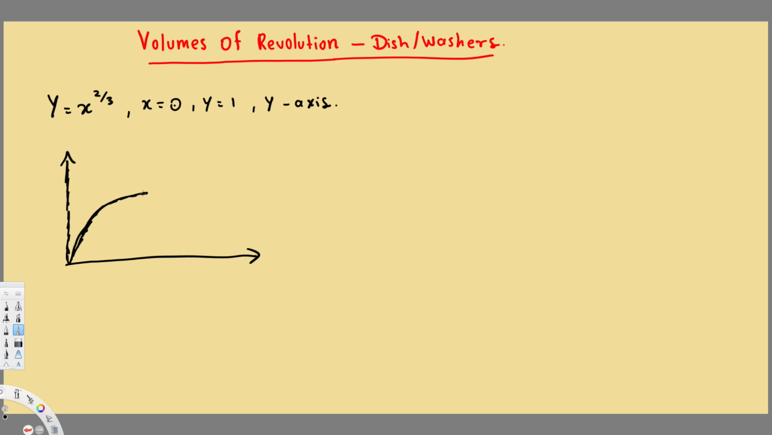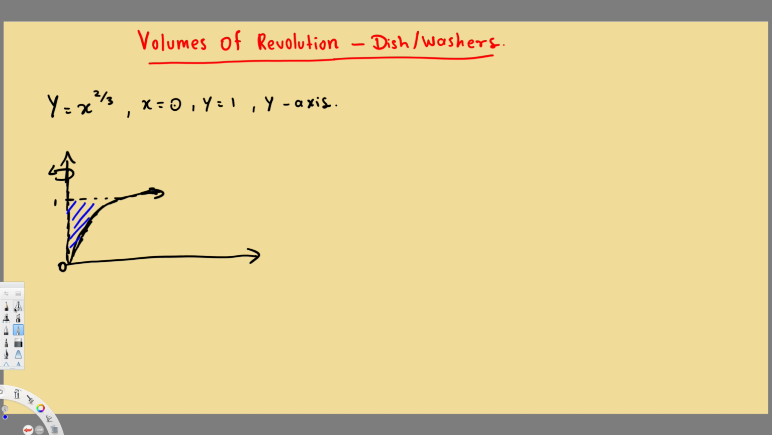right? So this is how it looks, and then they are saying it's rotating around the y-axis, so everything is going to be in terms of y. The region they have provided is 0 to 1, x is 0, y is 1. So this is going to be the shaded region, right?